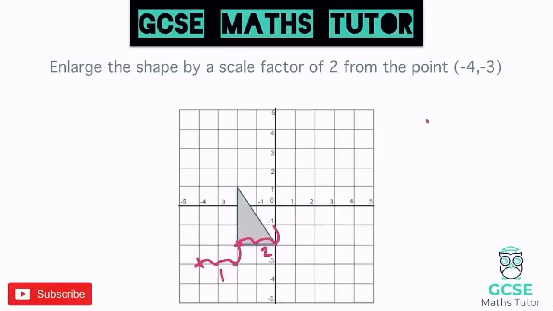Now if I have a look at the shape that's drawn originally, it's 2 along and it's 3 up. And this is going to enlarge it by a scale factor of 2, which doubles those numbers. So it's no longer going to be 3, it's going to be 6, and it's no longer going to be 2, it's going to be 4.